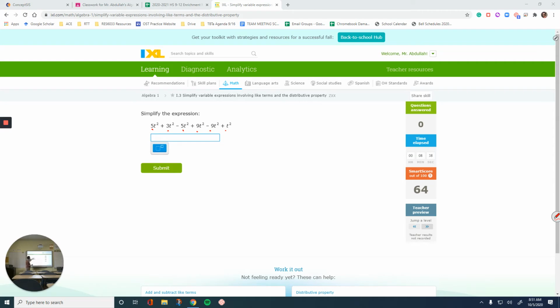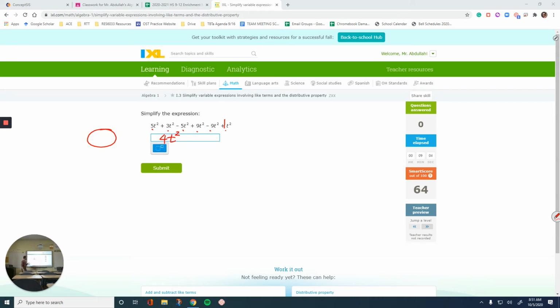I have 5 plus 3. These two make an 8. Minus 3, my bad. Minus 5. 8 minus 5 is 3. Plus 9 is 12. Minus 9 is 3. Plus 1, because this is 1 t squared, it would be 4t squared.